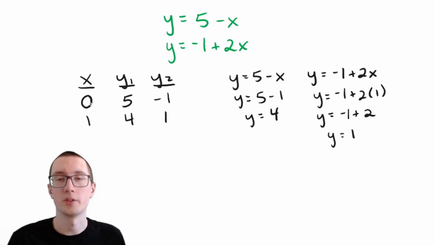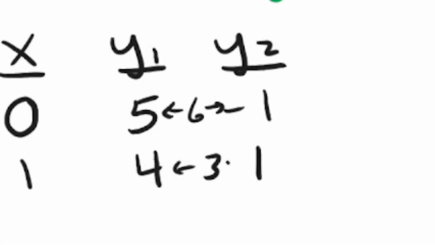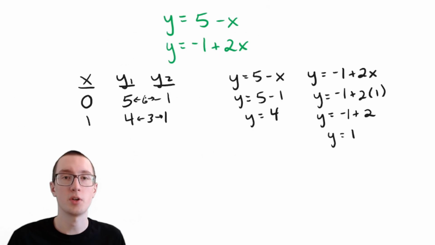So before, when we put in 0, these numbers were 6 apart. They were pretty far apart, right? But in this case, 4 and 1, they're only 3 apart from each other. So we're pretty quickly getting closer to the answer if we keep going this direction with our table. So let's keep going this direction by trying out 2.